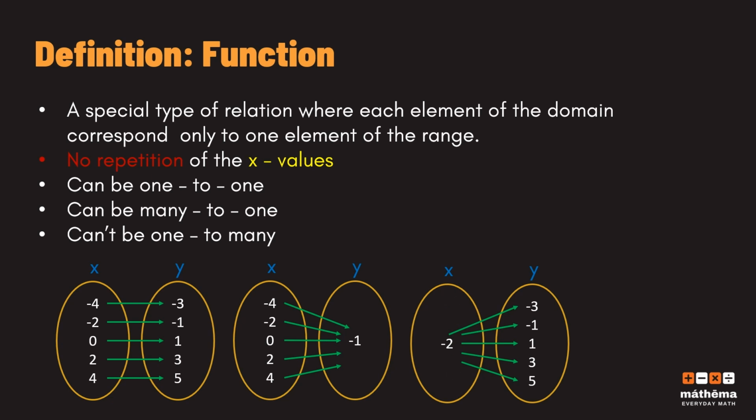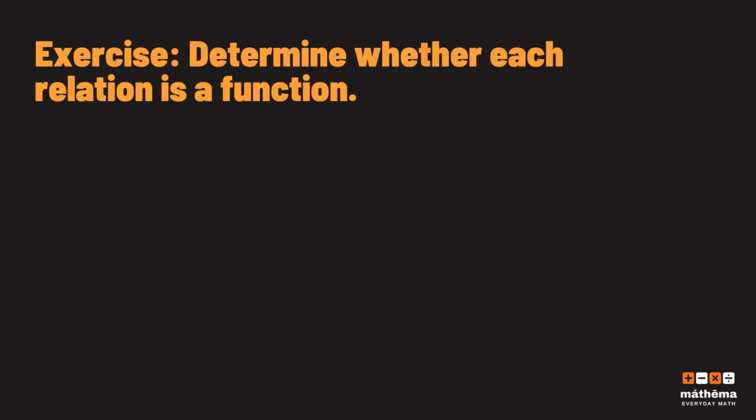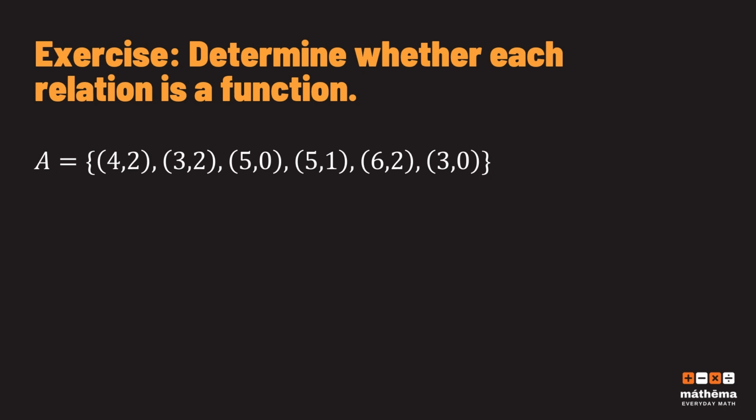Now, to better understand this concept, let us try to have some exercise. I want us to determine whether each relation is a function. Letter A, I want us to look at the x values. If there is a repetition of the x values, that is not a function, only a relation. Looking at our ordered pairs, we can see that 5 is being repeated. Therefore, this is not a function.